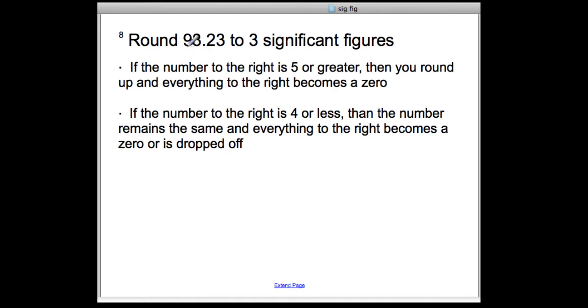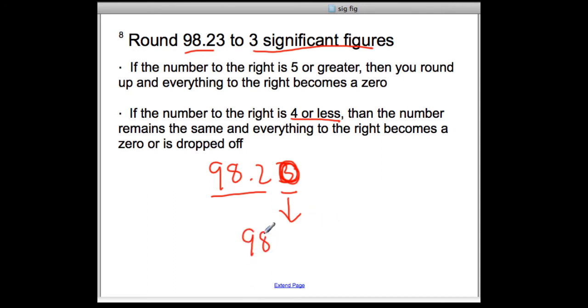Alright, so let's take a look at this one. 98.23, and I want to round this to 3 sig figs. So I'm going to write this down here again. So 98.23. I underline the first 3 significant figures there. Take a look at the one to the right. It's 4 or less, so I'm going to take this down. Now when I talk about rounding this down, this is actually going to become a 0. So that's how it happens after I do the rounding.